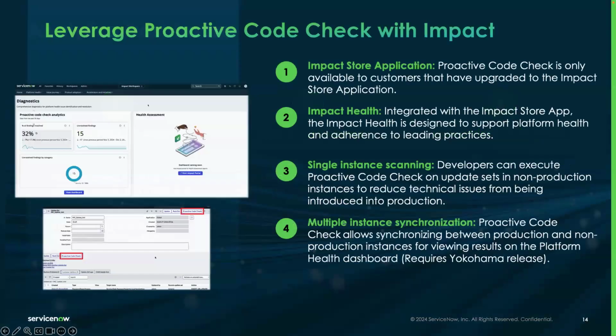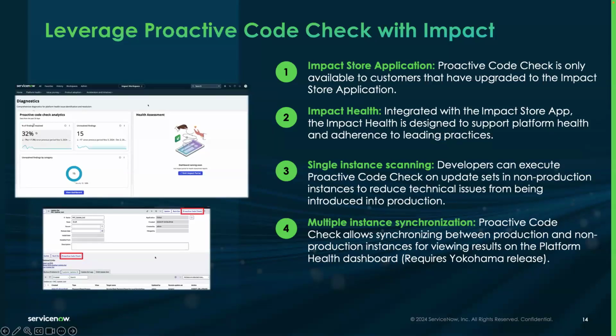Now, how do you get access to all of this? And how do you leverage Proactive Code Check with Impact? So first, Proactive Code Check is only available to customers who have upgraded to the Impact Store application as part of the Yokohama release. This ensures that only customers leveraging the latest capabilities of Impact can take advantage of the Proactive Safeguard. Building on that, we've integrated Proactive Code Check into the Impact Health Store application, which is designed to support platform health and adherence to best practices.